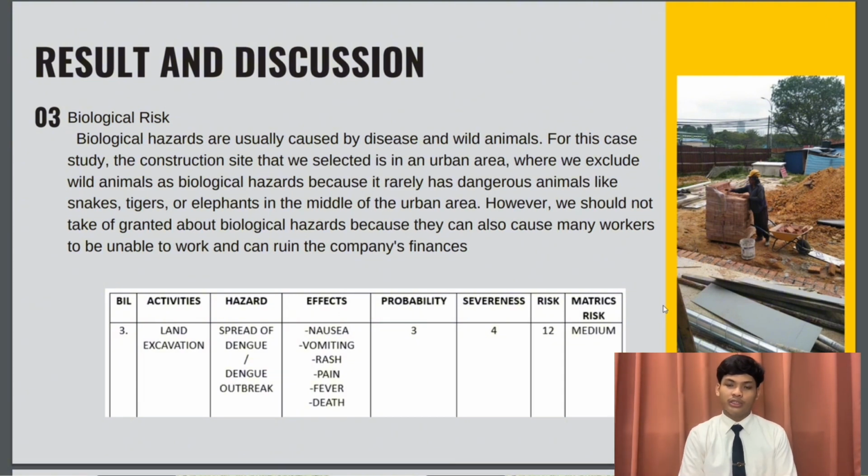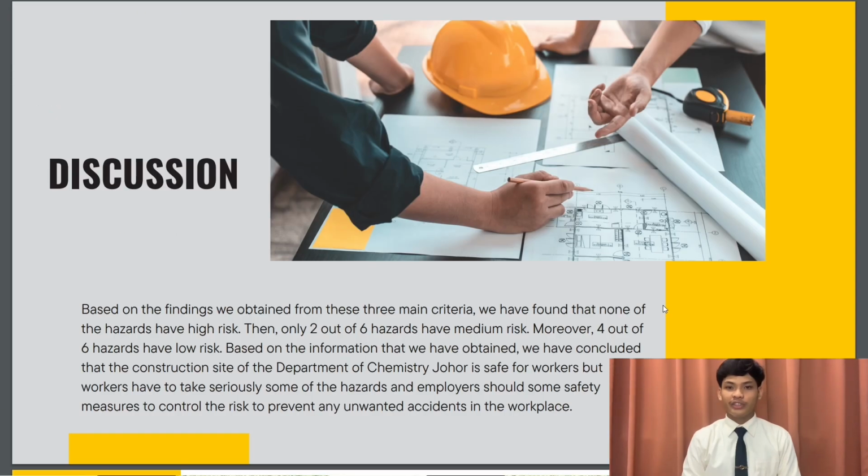Based on our decision to find a land excavation area, there are several hazards that cause the spread of dengue and dengue outbreak. The effects that will be encountered if exposed to it are rash, pain, and fever. The probability stage is 3, and the hazard level is level 4, while the risk matrix level is at the medium level. After that, I will explain about the discussion.